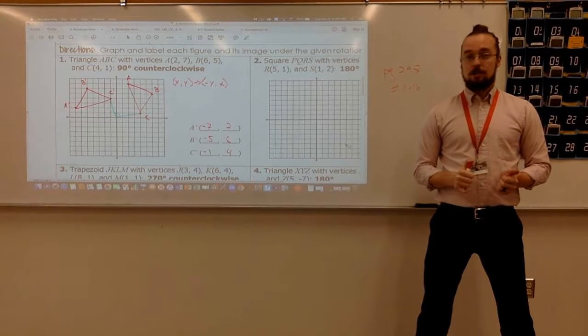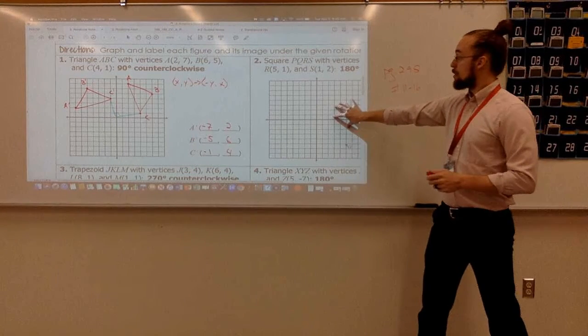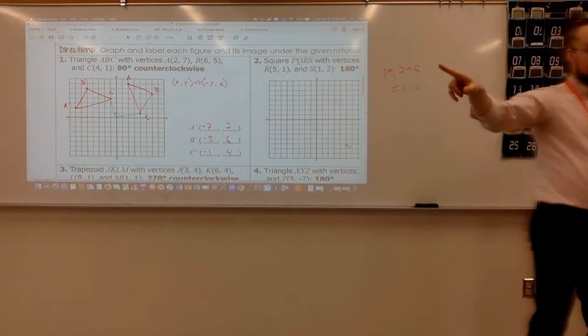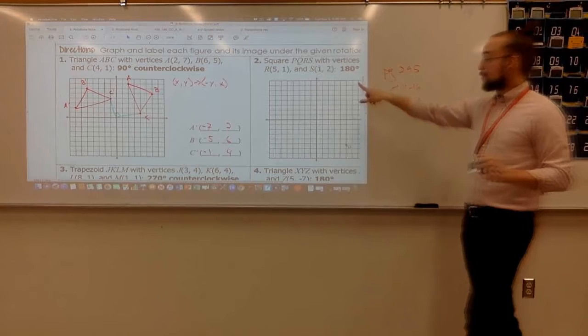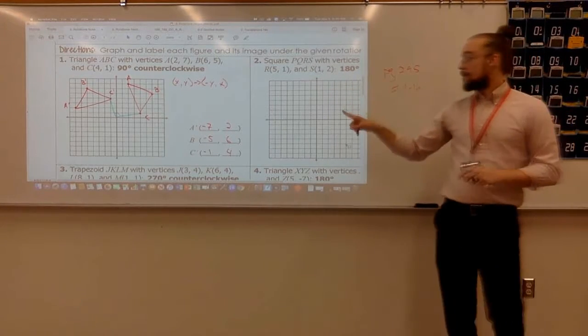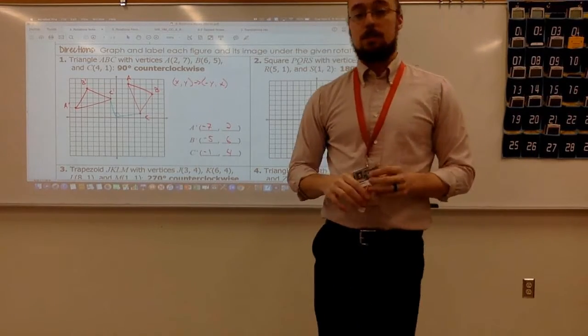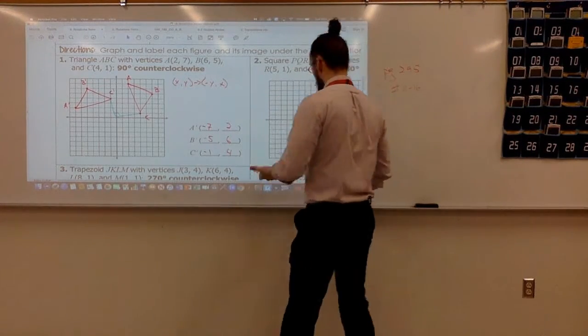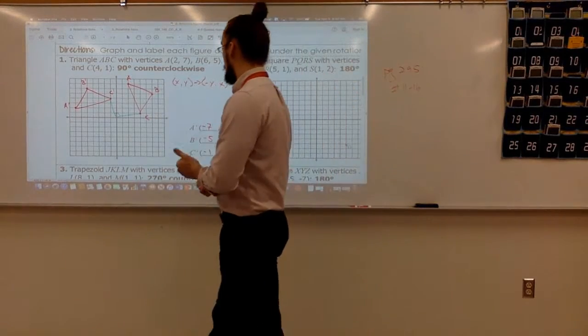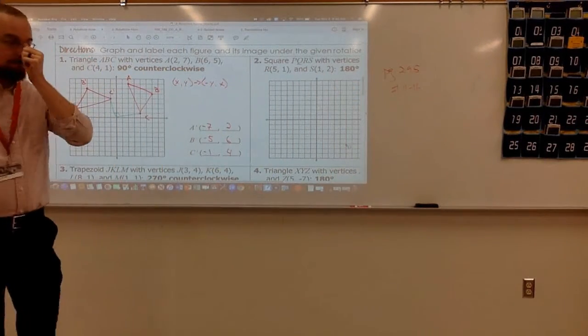Try it? All right. So why don't you guys try number 2? So number 2 is a 180-degree rotation. So look up top and use your rule for 180. See if you guys can draw your original figure. And then its rotation 180 degrees.